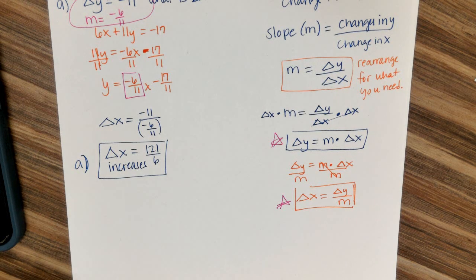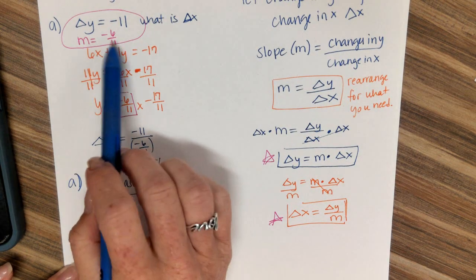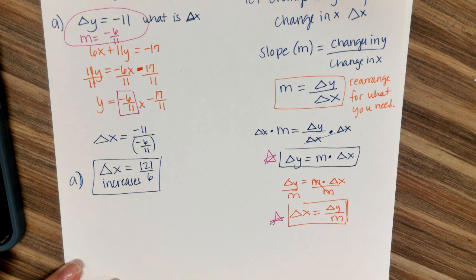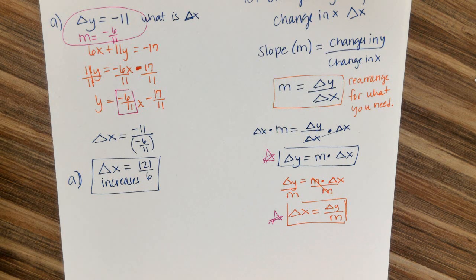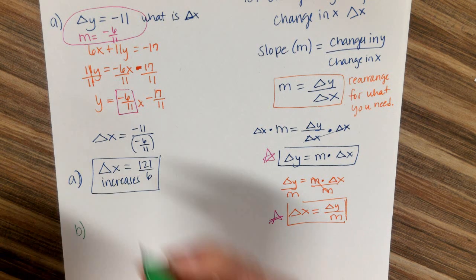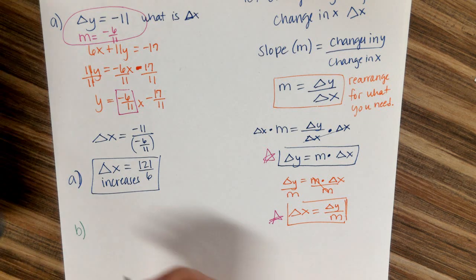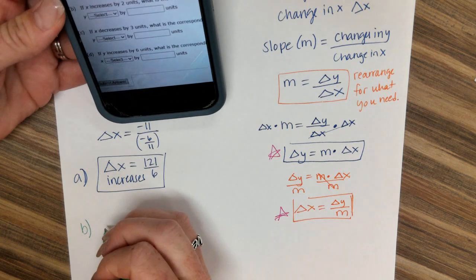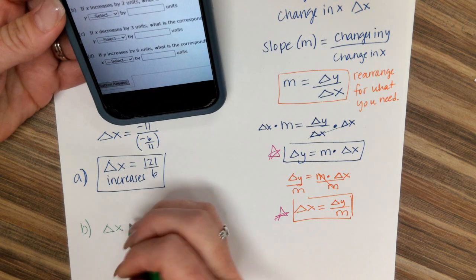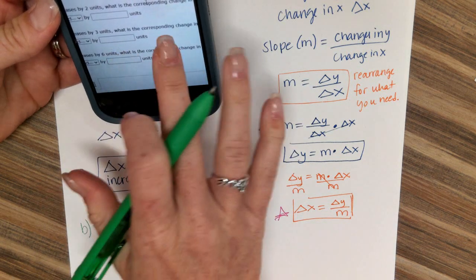So parts B, C, and D won't take as long because you already did all the work for it. The slope's still negative 6/11. Okay, so let's go look at your next question. Change my pen color for part B. So B says if x increases by 2 units. So the change in x is increasing, so that means positive 2. Then what is the change in y?